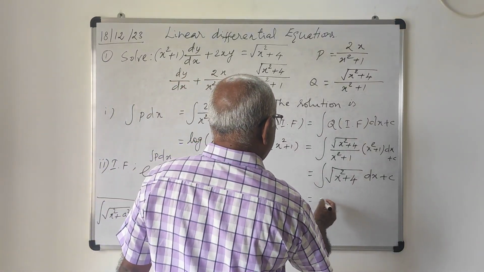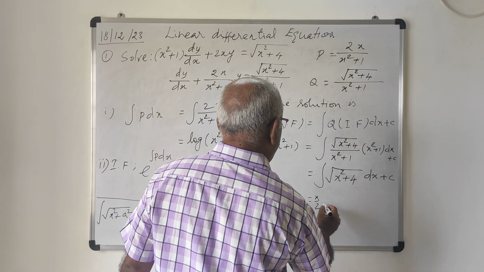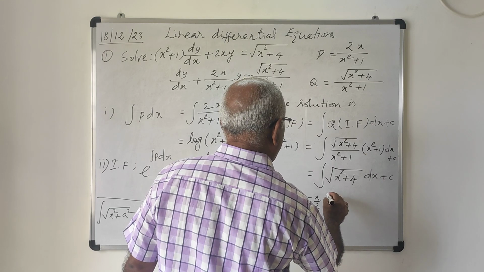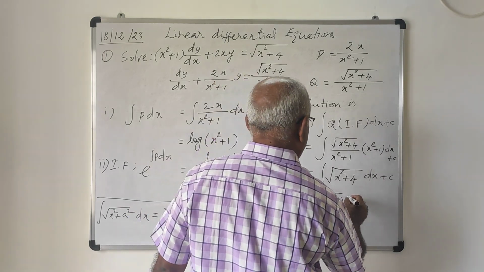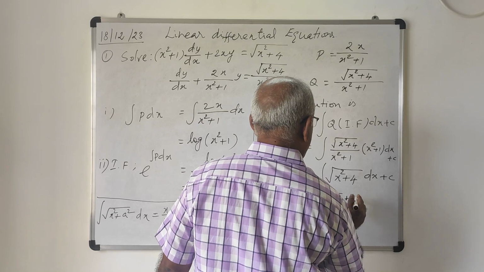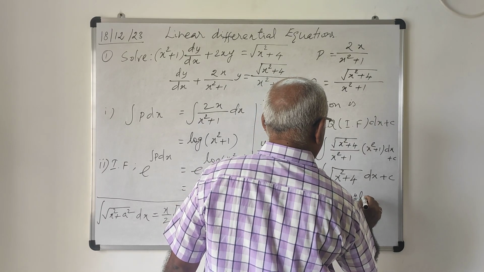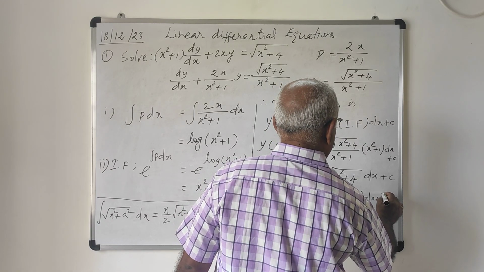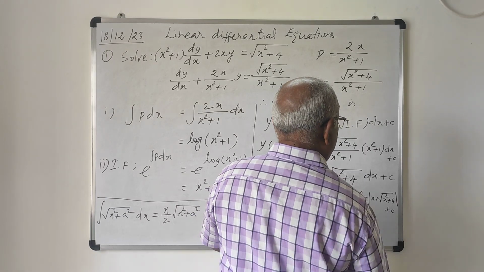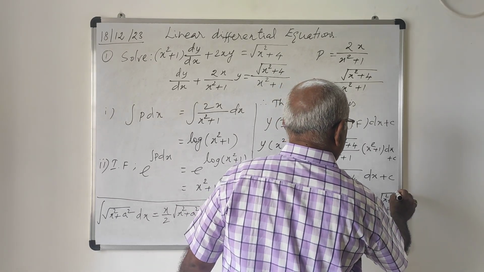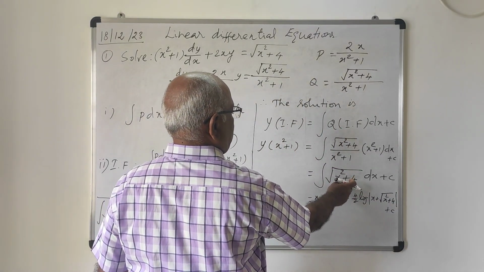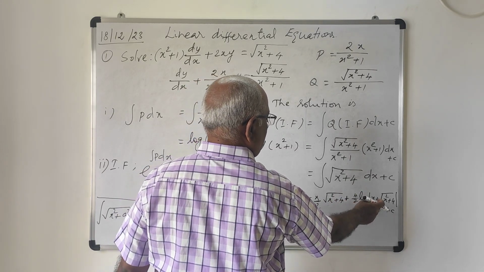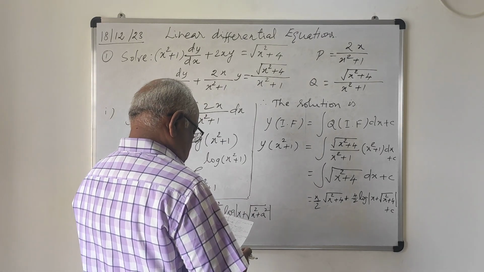Now you use this idea here. Integral root of x square plus 4 dx is x by 2 into root of x square plus 4, plus 4 by 2 into log of x plus root of x square plus 4, plus c. That's all about using that result.